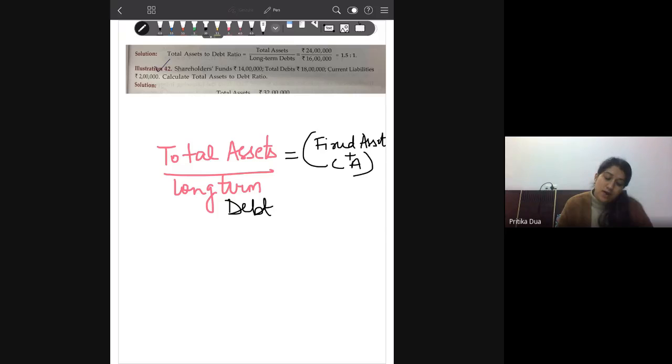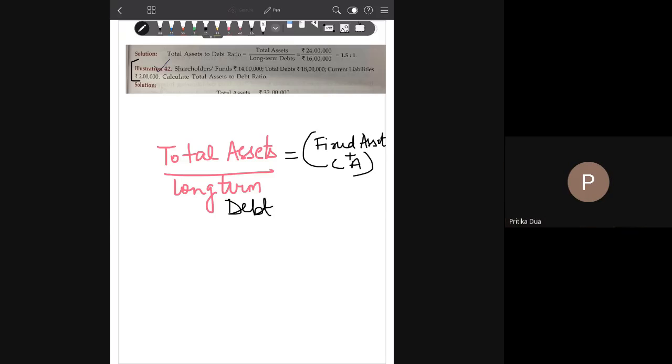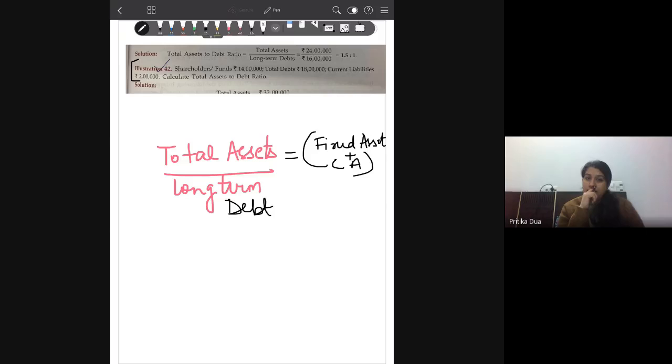So here you have this question, a very small question. Please start solving the question and see what is the total asset to debt ratio. What we need is only the long term debt, while you are given total debts in the question. So please make the adjustment accordingly.